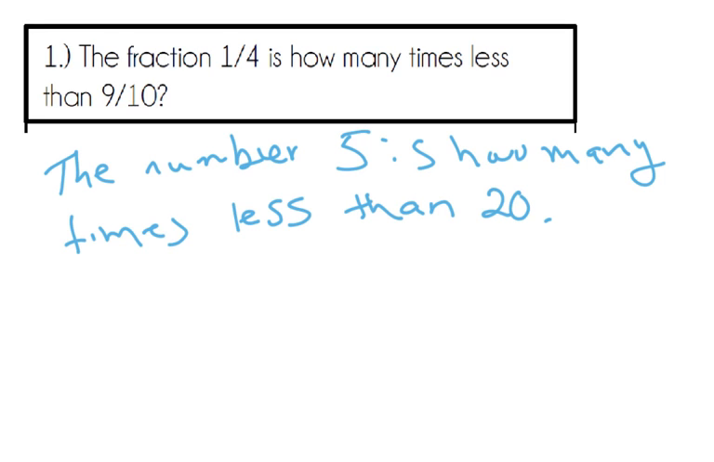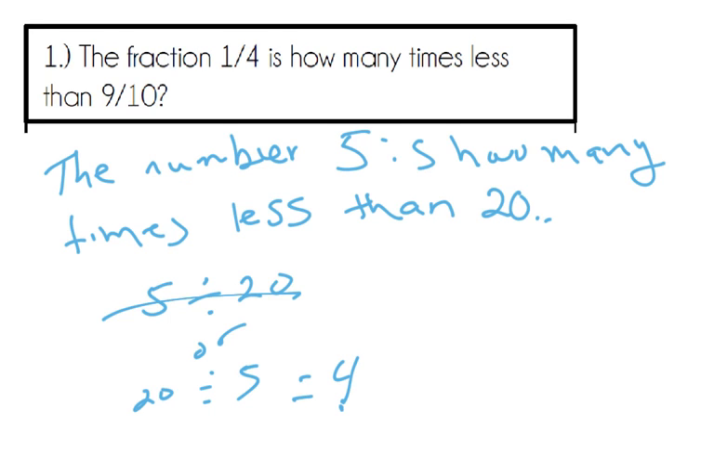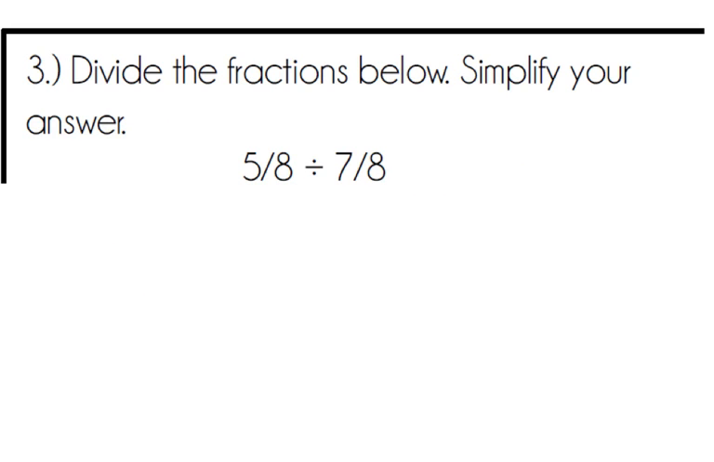So would I say 5 divided by 20 or 20 divided by 5? Well, I wouldn't do this one, right? That doesn't make sense. I would say 20 divided by 5 is 4, so 5 is 4 times less than 20, right? So think about that when you solve 1/4 is how many times less than 9/10. This one is just a straight keep, change, flip. You're going to solve that one.